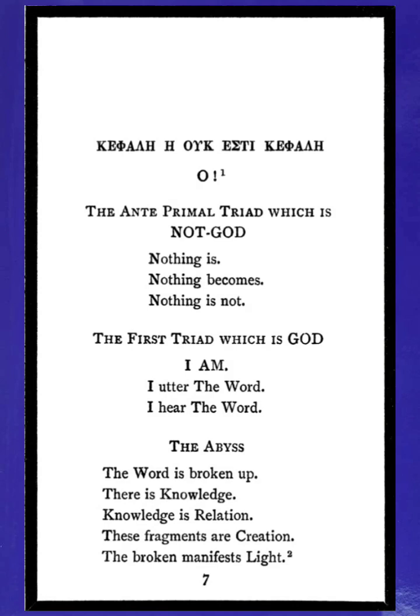The broken manifests light. So at the top of that chapter, it says, Kephale he oik esti kephale. And that translates as, a head is a head. The title of this chapter is O exclamation point. It's the kteis and the phallus in union.